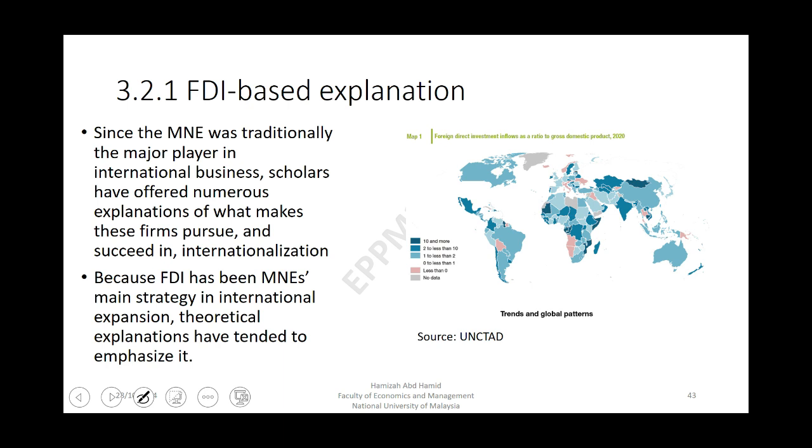So let's look into the FDI-based explanation of how firms can gain and sustain competitive advantage. Since the multinational enterprise was traditionally the major player in international business, scholars offered numerous explanations of what makes this firm pursue and succeed in internationalization. And they focus on FDI because that is one of the main strategies to internationalize.